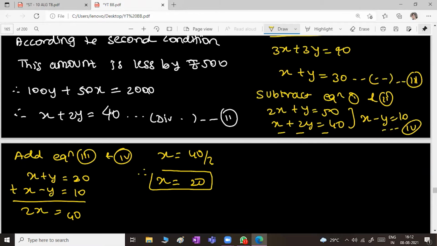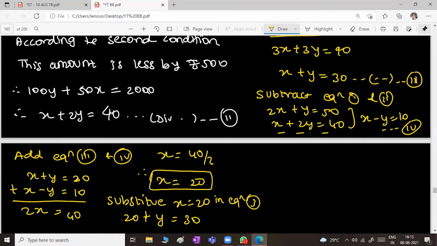Now substitute to get the value of y. Substitute x is equal to 20 in any of the equations to get the value of y. I would love to substitute in equation number 3. So here I will have 20 plus y is equal to 30. Therefore y is equal to 30 minus 20, which is equal to 10.